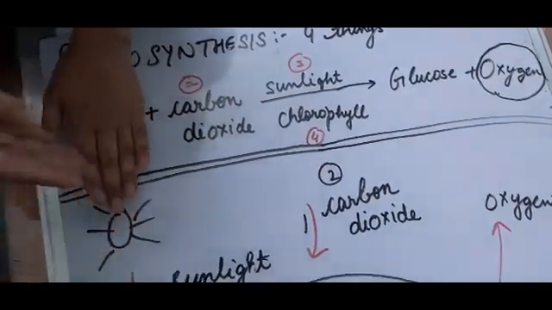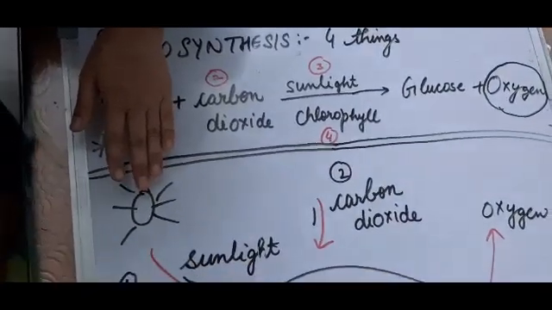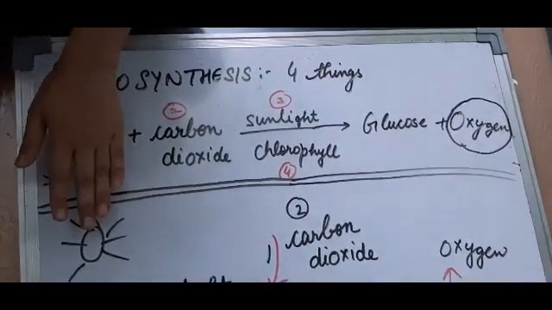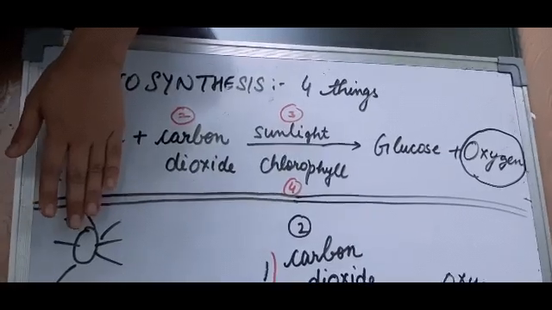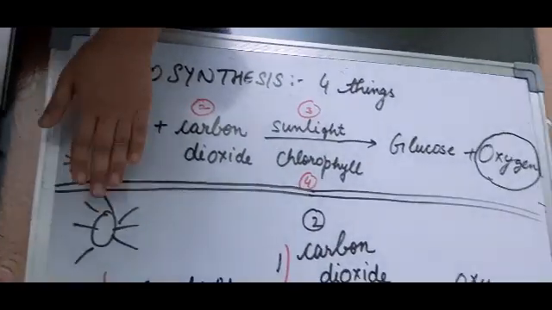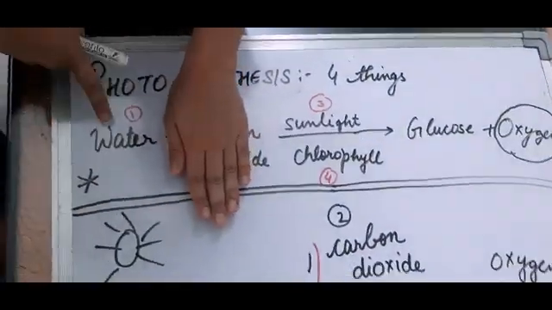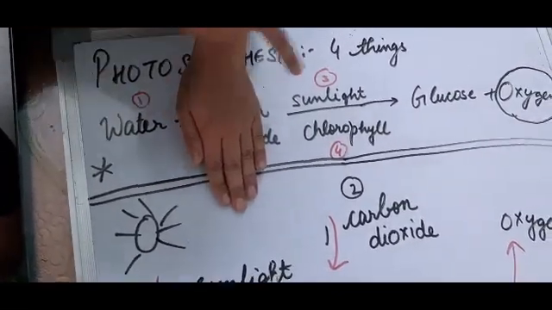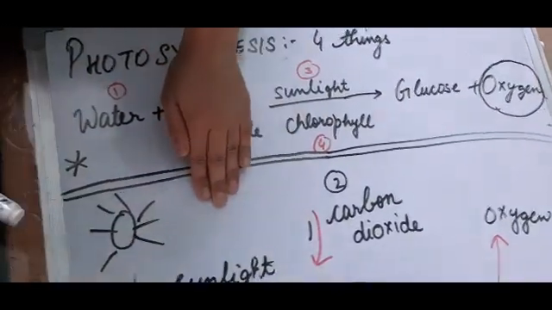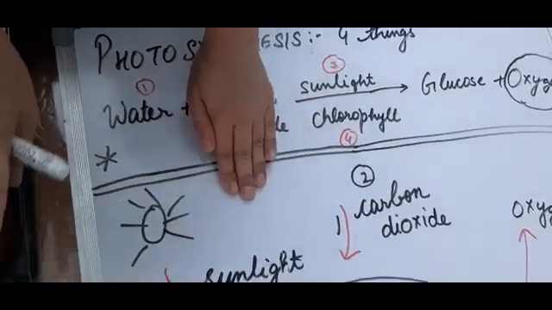no water. Like for example, if you want to make chapati, you have to make the dough, atta. For that you need water. If there is no water, you cannot make chapati. Similarly, if suppose a plant is having water, green leaf has water, sunlight and chlorophyll, but no carbon dioxide, again it will not make the food.